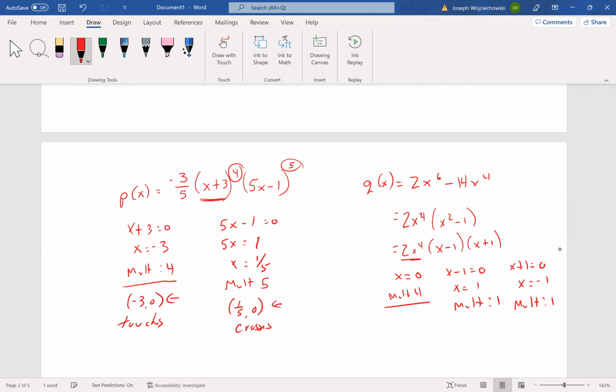So this is even. So we have a touch point at (0, 0). And we have cross points at (1, 0) and (-1, 0).